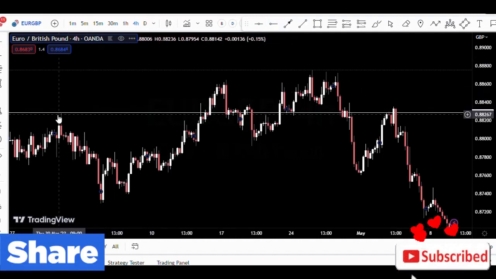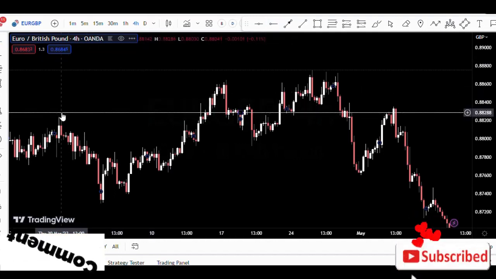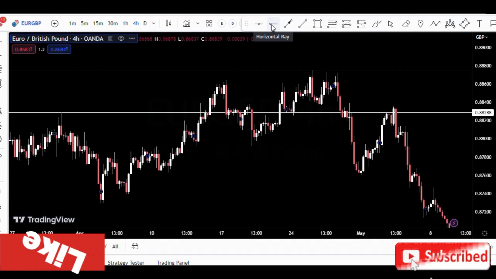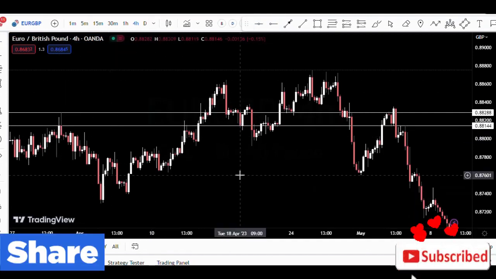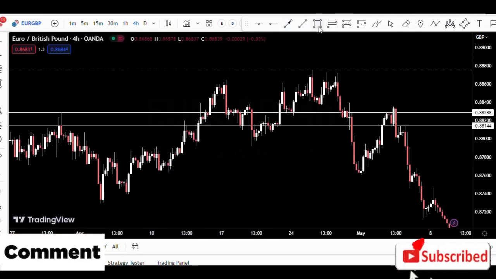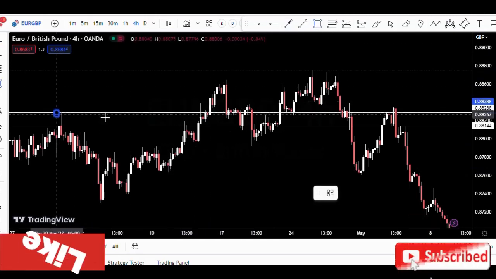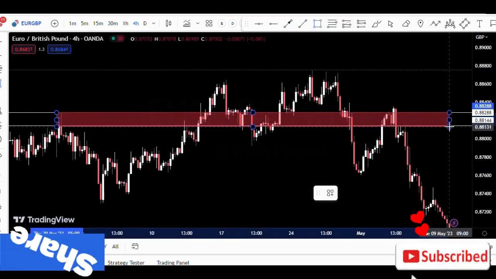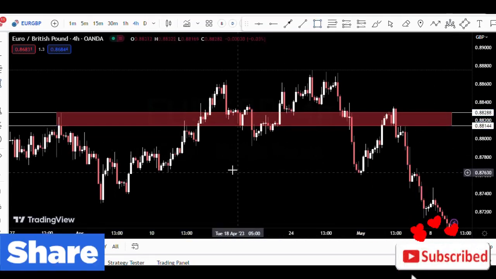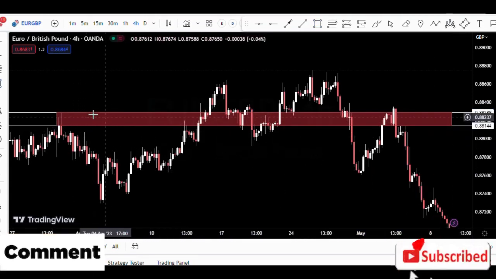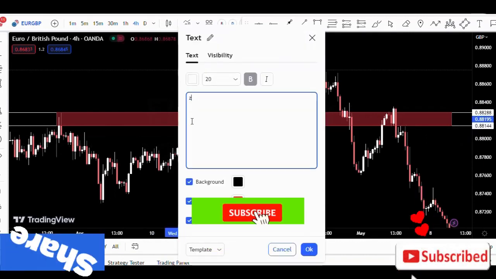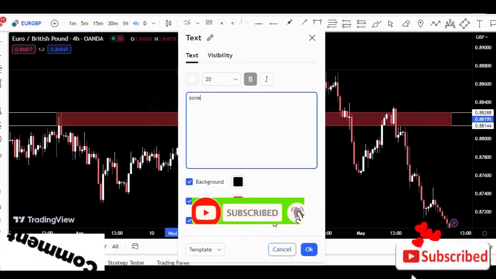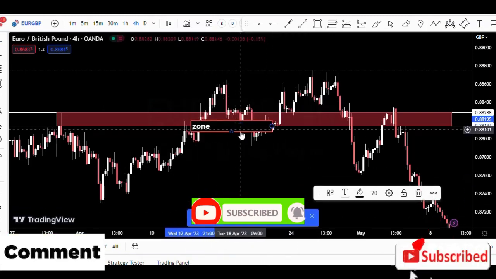I'll put the first line on the top of the wick and then another line on the body where the wick stopped. Then I'll put a rectangle and drag it straight away to the future. Now in this case, what I have just done is I have just created a zone. That's what I have just done. I've created what we call a zone.